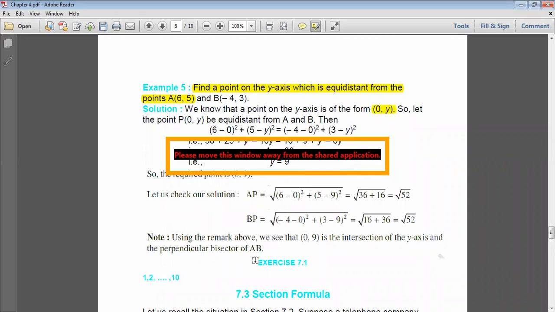And there is exercise 7.1 with 10 questions actually. You can solve it easily. There is nothing complicated. The problems are nothing here. You can easily solve it.